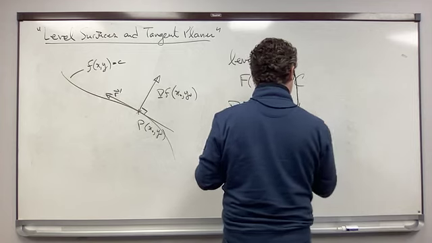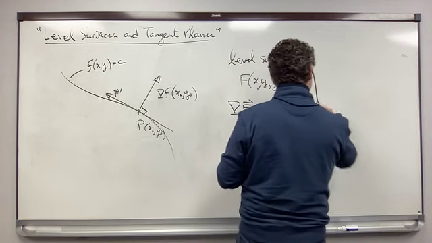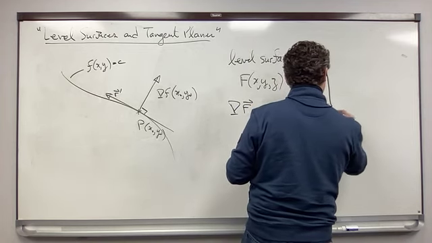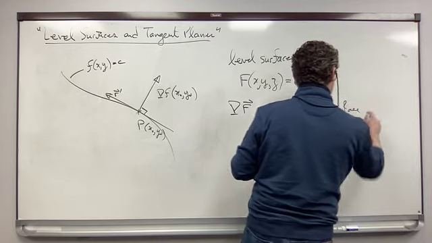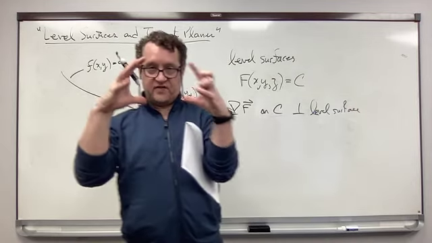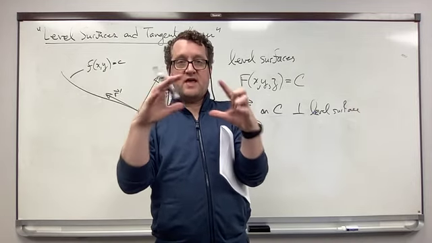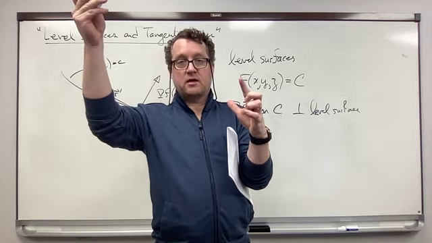Now, in this case, like before, the gradient of F evaluated on the surface is perpendicular to the level surface itself. So if you had a sphere, which is a level surface, then the gradient would point perpendicular out away from that sphere.